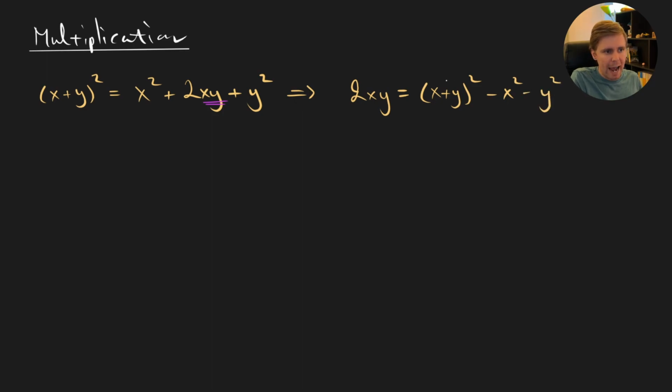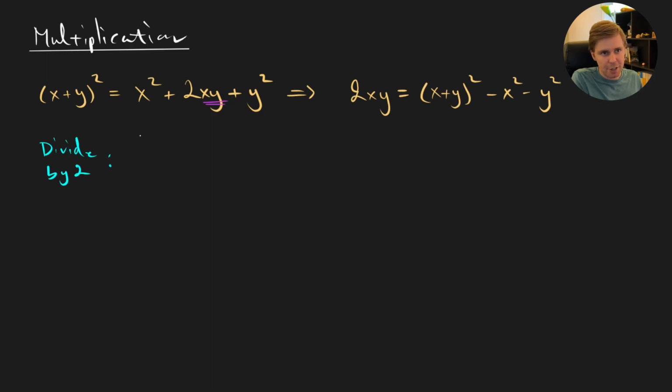So we already know how to add two real numbers. If we can also square real numbers, then we can use this formula to figure out what 2 times x times y is. And then the last step is we just have to figure out how to divide by 2 so that we can get xy by itself. Dividing by 2 is easier, so I'll go ahead and start with that. So how do we divide by 2?